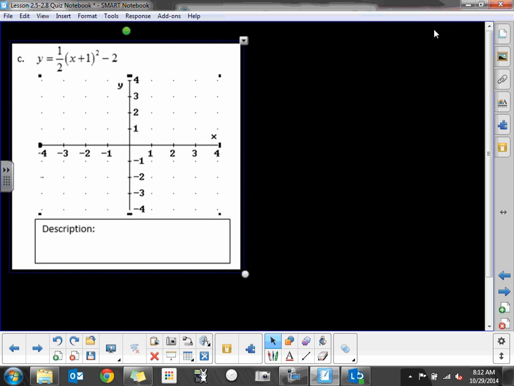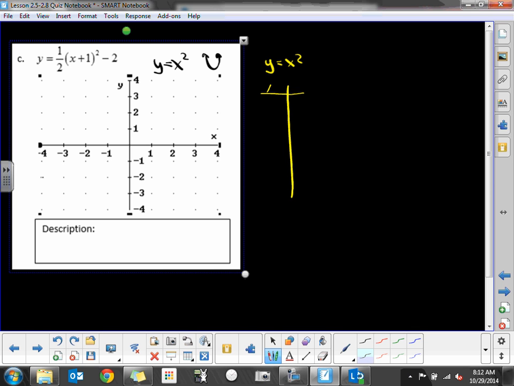Q4c is the graph of another parent function that we should be familiar with. Our parent function that we're working with in this is our y equals x squared, which again is going to be our U-shaped graph. And what we want to do is generate some ordered pairs for that U-shaped graph. So we have y equals x squared. Our parent function will have the ordered pairs -2, 4, -1, 1, 0, 0, 1, 1, 2, 4.